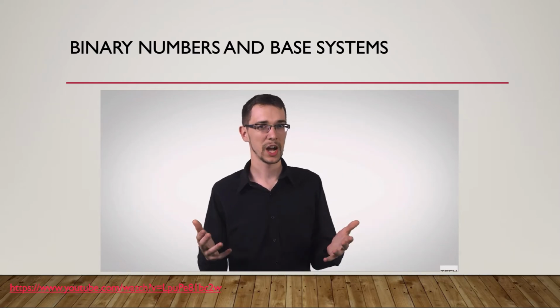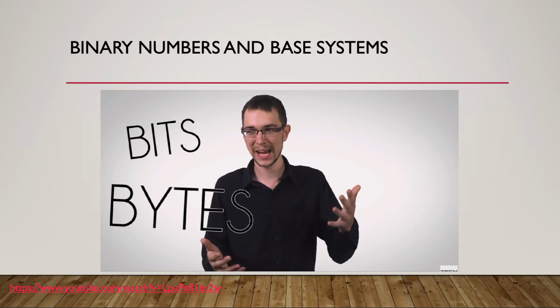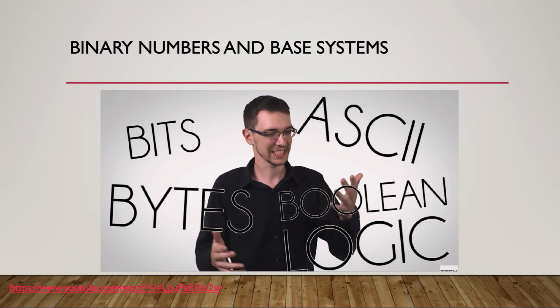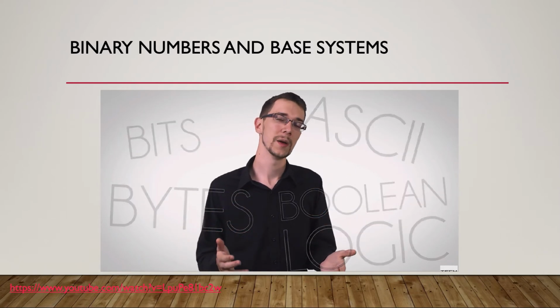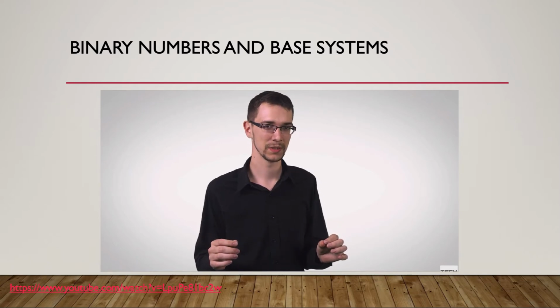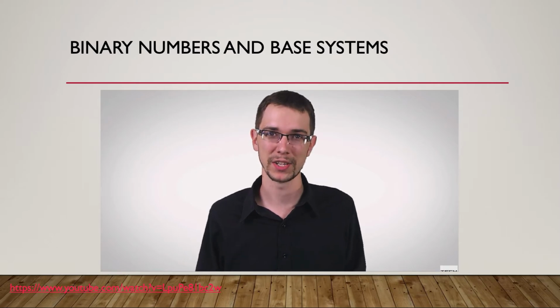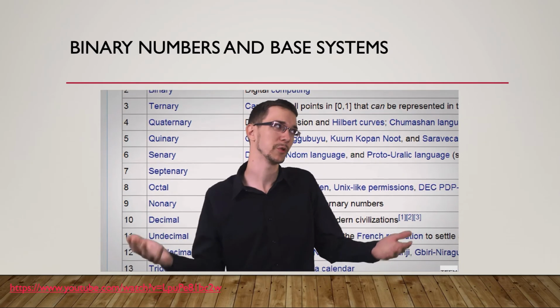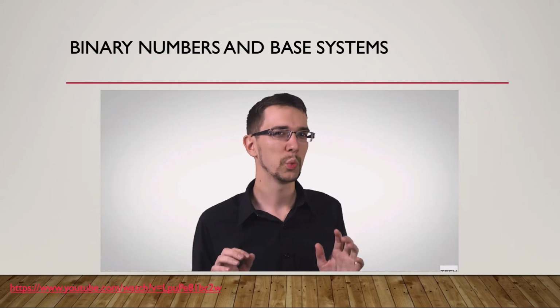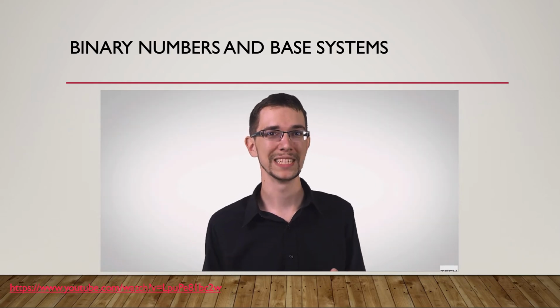Now, it gets a lot more complicated from here, with bits and bytes and Boolean logic and ASCII, and the list just goes on and on. So let's return to base systems. There are a lot of ways to write numbers other than decimal and binary. You've got base 2, base 3, base 4, base 5, I could go on. They all work with the same principles of positional notation.